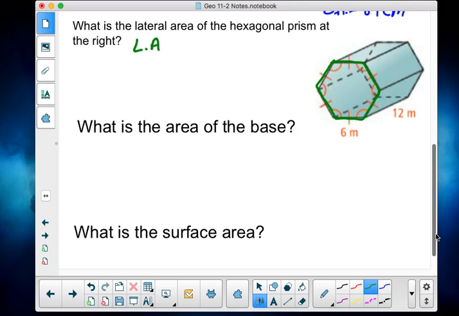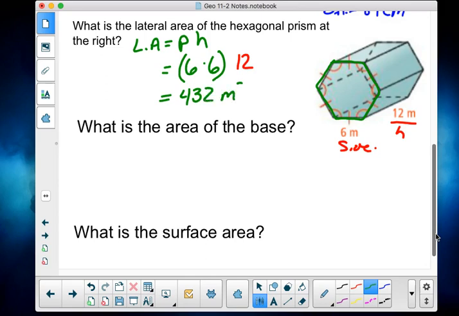So if I do LA is equal to P times height, and I'm looking at my 6 sides, I've got 6 sides times 6. So my perimeter is 36. That's the perimeter of my hexagon. The height of my prism, we'll do that in red, is 12. That's the separation of my two bases. That's a side measure, and there are 6 sides, and that's where I'm getting this. So my lateral area is going to be 6 times 6 times 12, which is 432 meters squared.